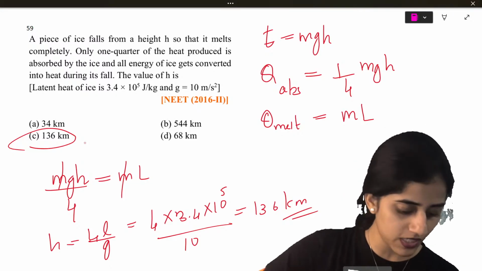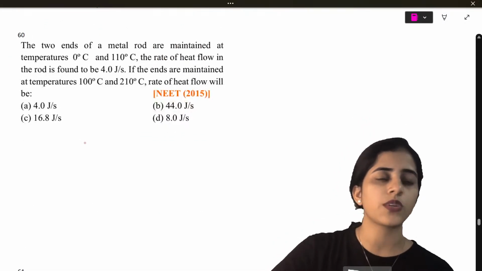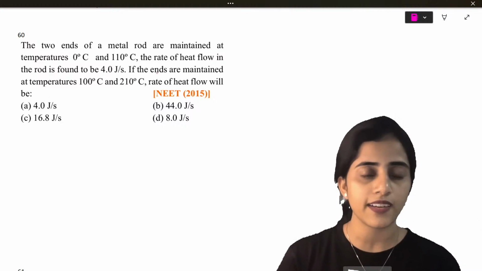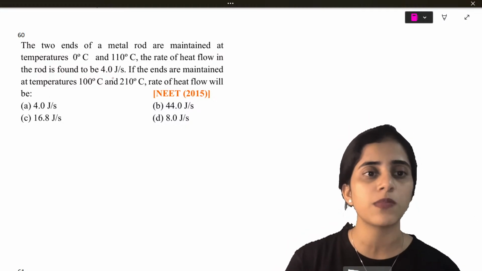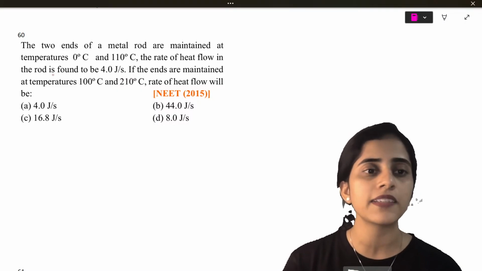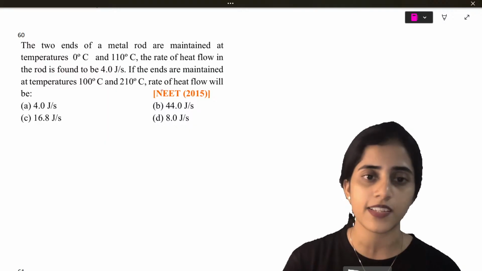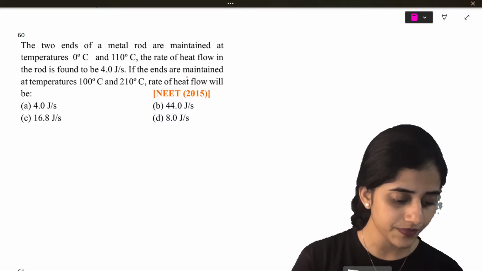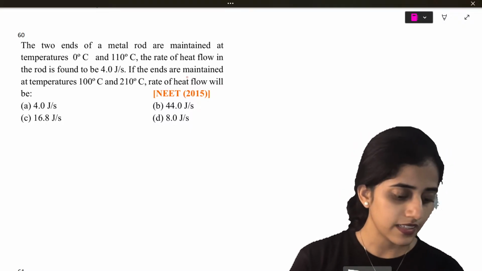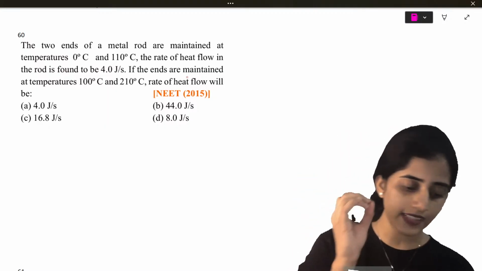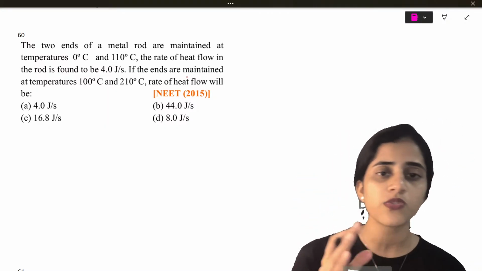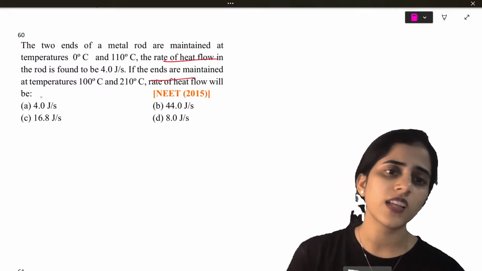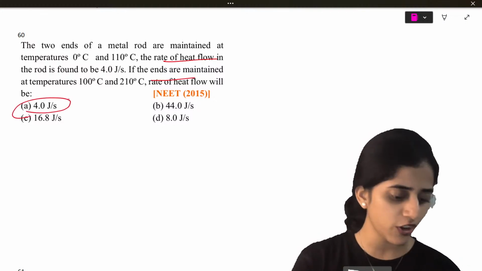Yes, are you all getting option C? Very good. Okay. The two ends of a metal rod are maintained at temperature 0 degrees and 110 degrees. The rate of heat flow of the rod is found to be 4 joules per second. If the ends are maintained at temperatures 100 degrees Celsius and 200 degrees Celsius, rate of heat flow will be? See, the delta T is the same, 110 degrees Celsius. The rate of heat flow is the same. So the answer is going to be 4 joules per second itself. It's not going to change.